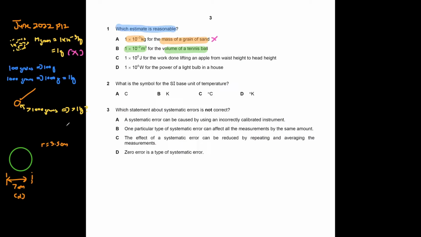So now what you want to do is calculate the volume of your tennis ball. Volume of a sphere is 4 over 3 pi r cubed. So you sub in the values right now for the radius of 0.035 meter. Don't forget to cube it. You will be getting a value of 1.80 times 10 power minus 4 meter cube.